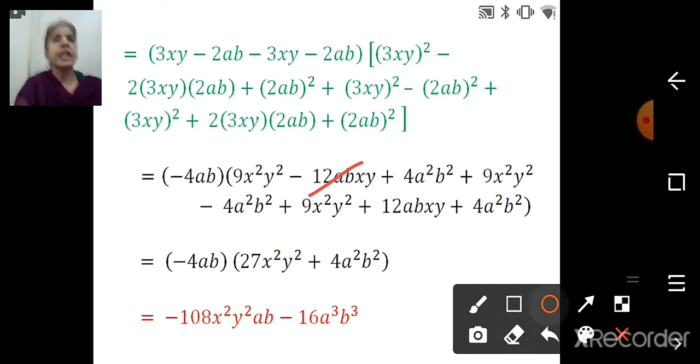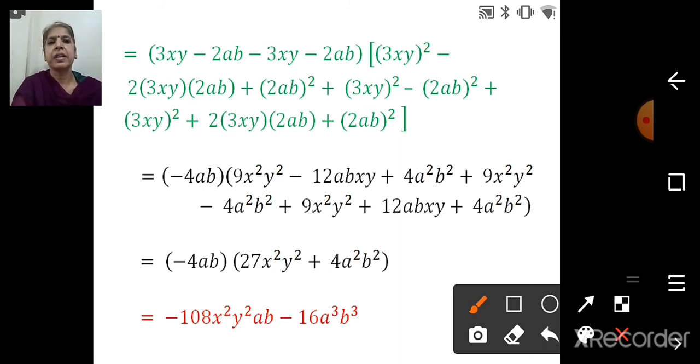And then the next term, that is 4a square b square minus 4a square b square. So again they are like terms, they will get 0. So now what is remaining is 4a square b square. So we are going to write plus 4a square b square. Now we will simplify this step.